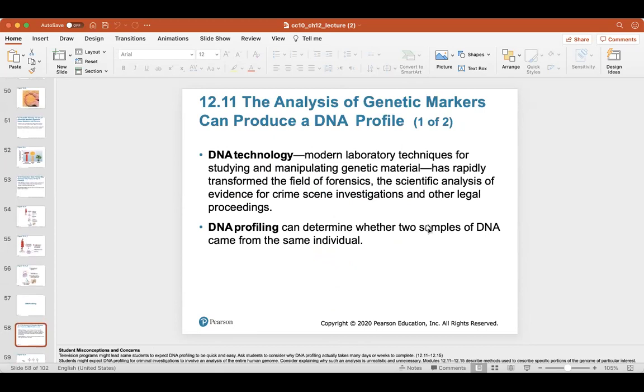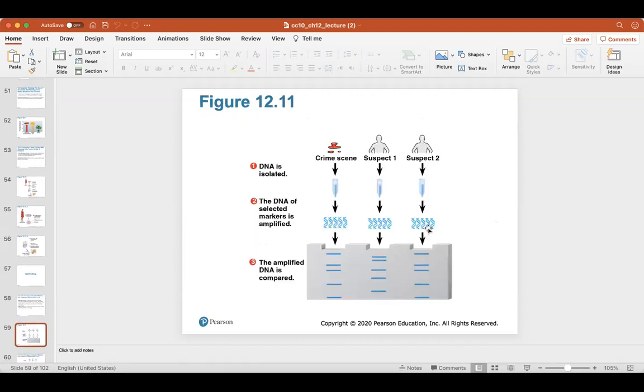DNA profiling. So this is what your final discussion post talks about. DNA technology uses modern laboratory techniques for studying and manipulating genetic material. It has rapidly transformed the fields of forensics, which is the scientific analysis of evidence for crime scene investigations and other legal proceedings. DNA profiling can determine whether two samples of DNA came from the same individual.